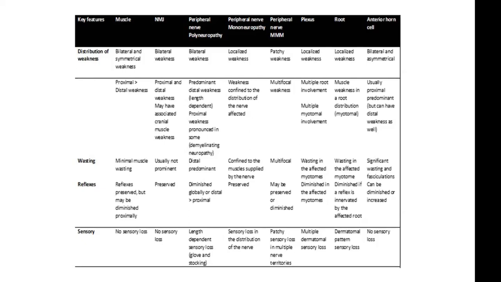Reflexes are absent. Reflexes invariably get affected. There is no doubt about that. They are significantly diminished or absent. Most of the time they are absent. So one of the cardinal features of a polyneuropathy is the loss of reflexes.